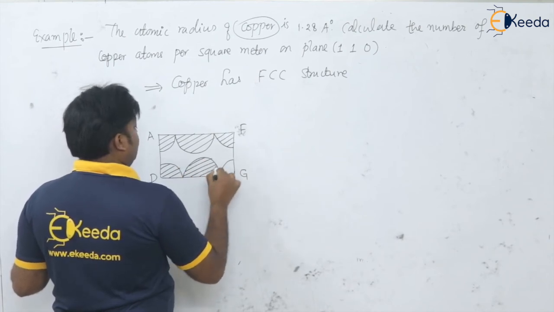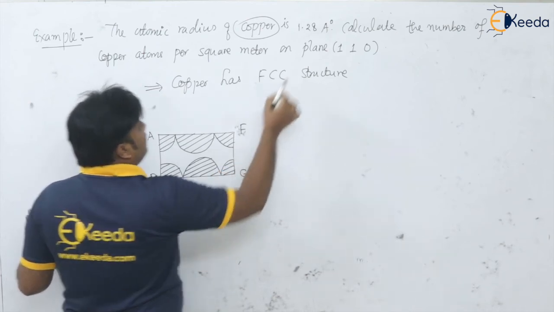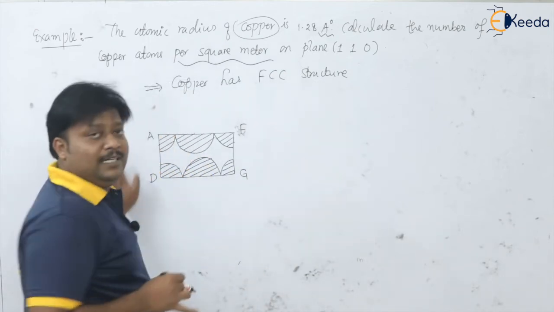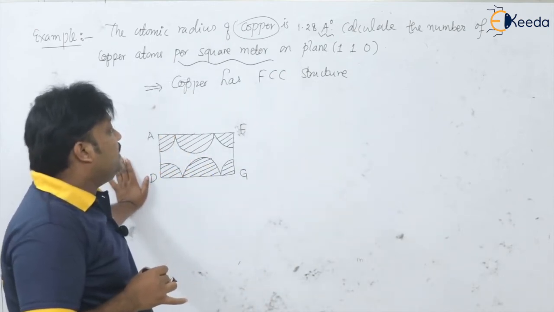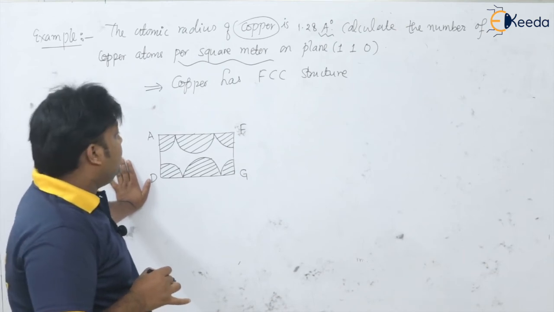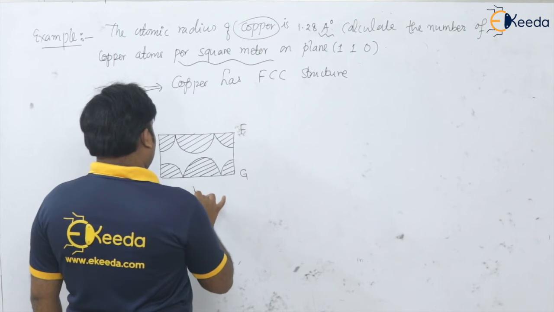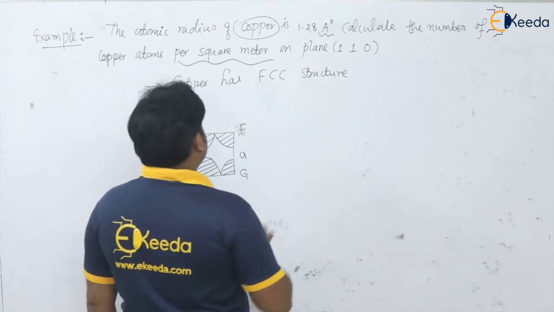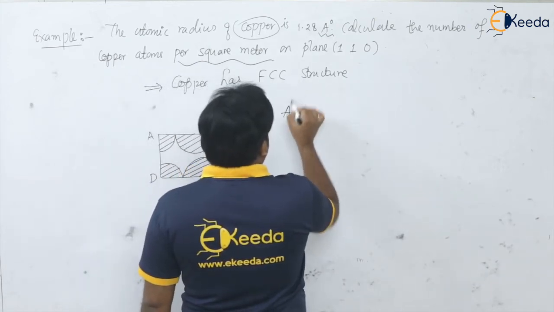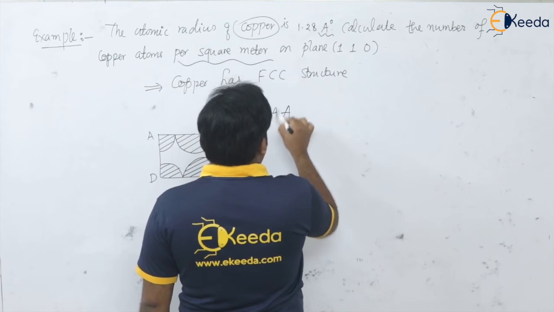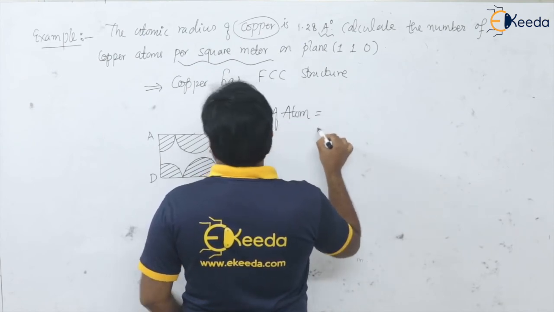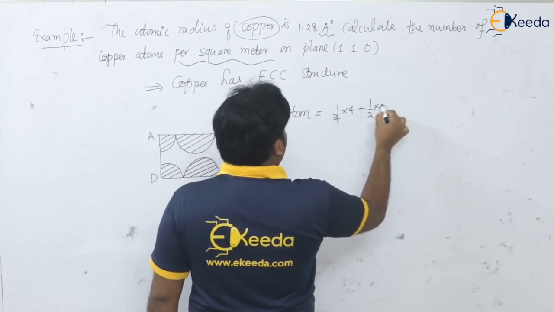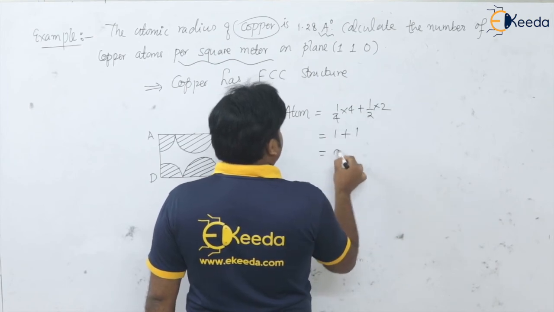And please remember that the question gives the lengths in angstrom units and asks per square meter. So we know that 1 angstrom unit is 1 into 10 to the power minus 10 meter, isn't it? This length, for FCC, is root 2 times A, and this is A. So the area is very clear. Number of atoms in the plane: 1 fourth into 4 plus half into 2, that is 1 plus 1 equal to 2.